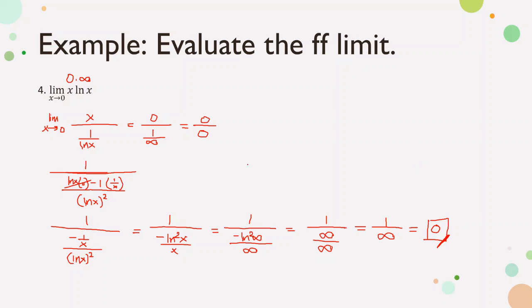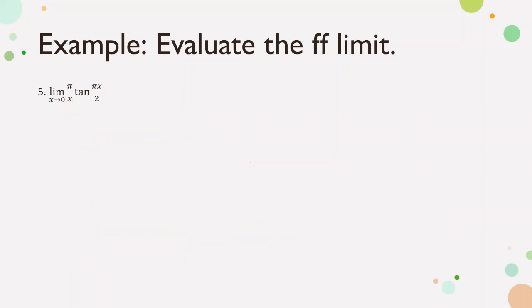Okay, I hope this one is clear with all of you. Now, let's try to answer another example, which is this one. So, the limit of pi over x times tan of pi x over 2, as x approaches 0. So, our limit is still 0.